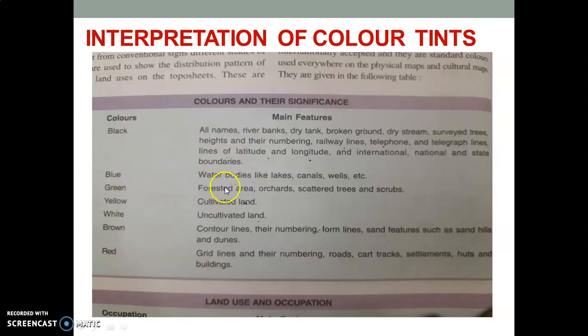Green color shows forest area, orchards, scattered trees, shrubs. Yellow indicates cultivated land or agricultural land. White color depicts uncultivated land, barren land. Brown indicates contour lines, their numbering, form line, sand features like sand hills and sand dunes. Red color is used to show the grid lines, their numberings, roads, car tracks, settlements, huts and buildings.